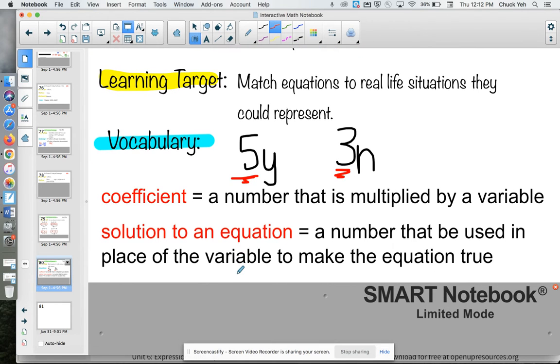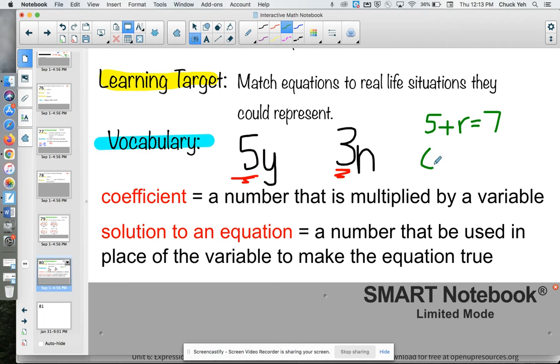And then solution to an equation: a number that can be used in place of the variable to make the equation true. If I have 5 plus r equals 7, what does r equal? R would equal 2, because isn't 5 plus 2 7? So then 2 would be the solution to the equation. 2 would be the number that's used in place of the variable to make the equation true. Isn't 2 plus 5 7?